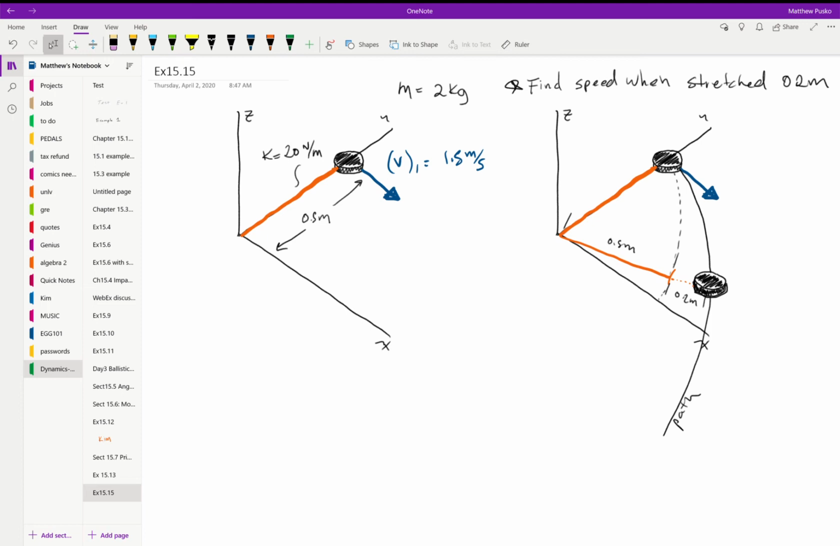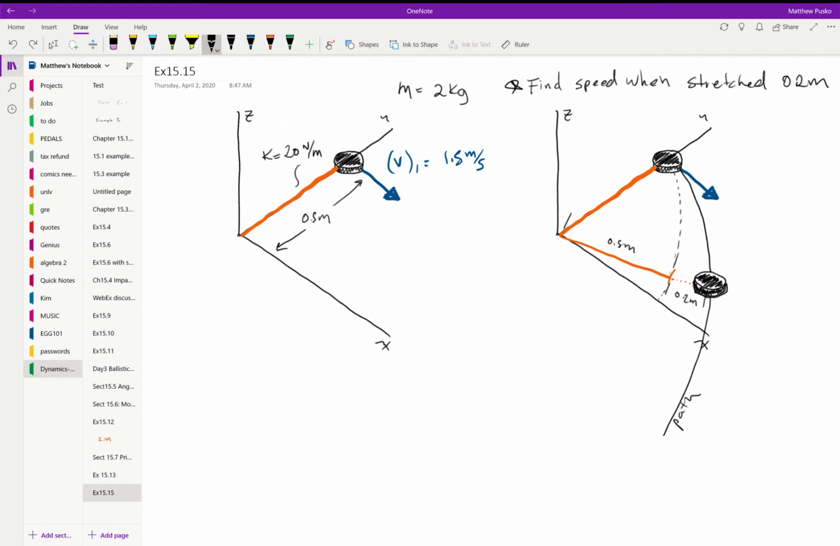Okay, this is example 15.15. I recommend you look at 15.14 also. It's a really cool problem. This one has a disk on a smooth surface. It's attached to an elastic cord, so it's not a spring but a cord, and has a stiffness of 20 newtons per meter. It's unstretched in this state right here.